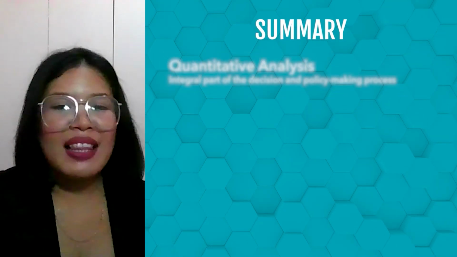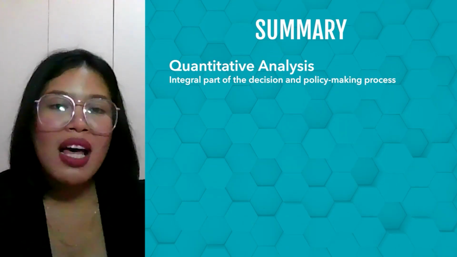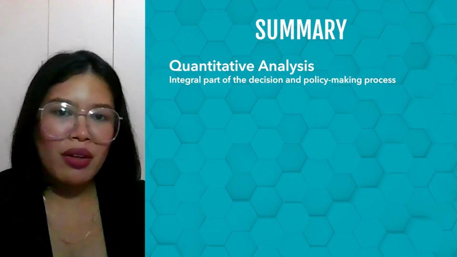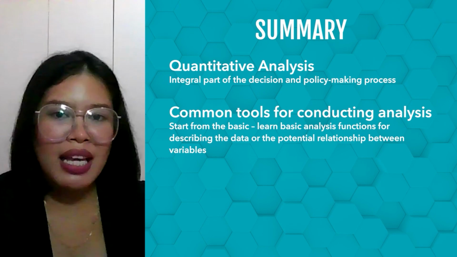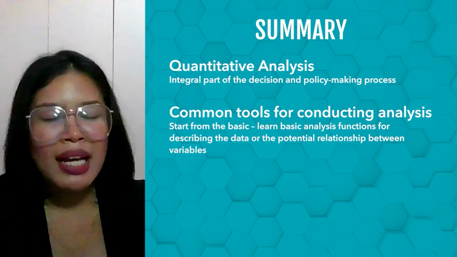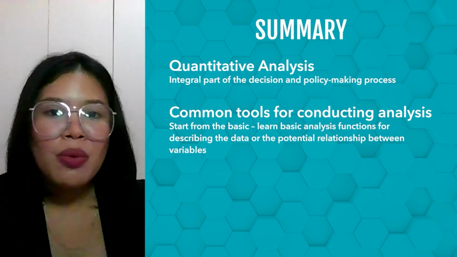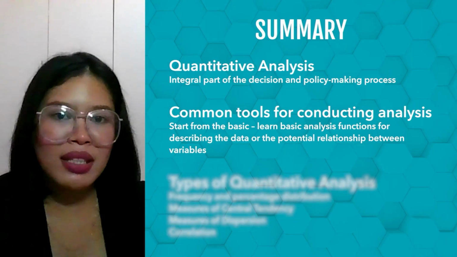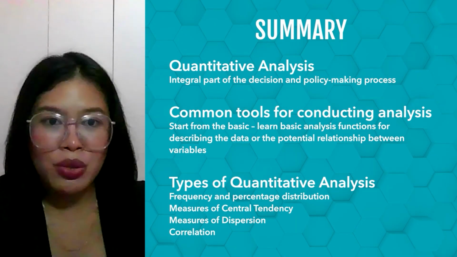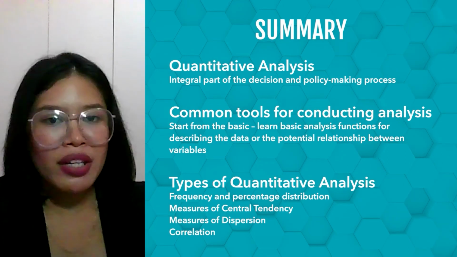In summary, in this lecture, we discussed how quantitative analysis is an integral part of the decision and policymaking process of an organization. We also talked about the common tools for conducting analysis, and the important thing is to start from the basics and learn the basic functions for describing the data or the potential relationship between the variables. We also talked about the different types of quantitative analysis methods, and we derived the frequency and percentage distribution, the measures of central tendency, measures of dispersion, and correlation.